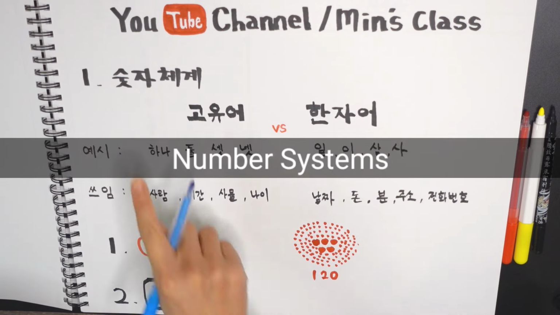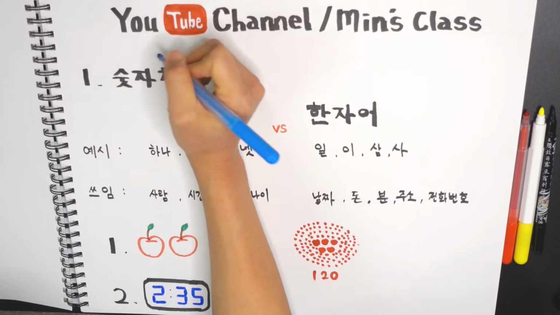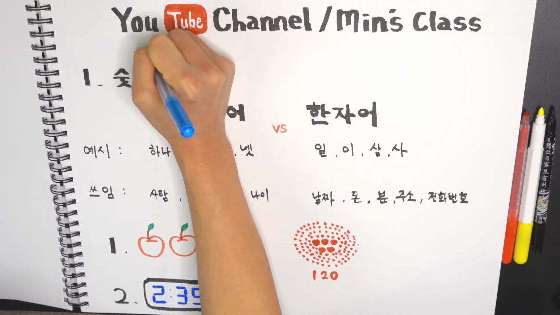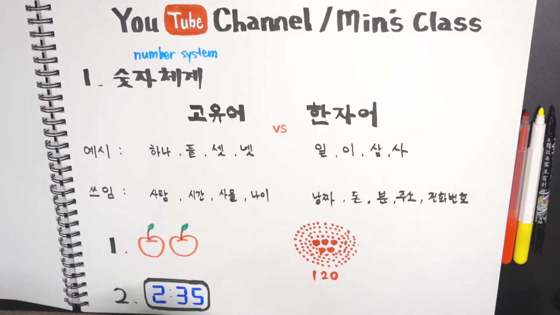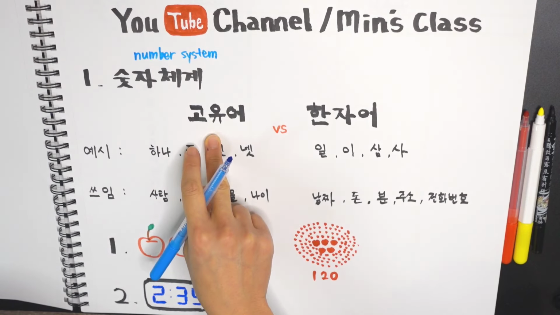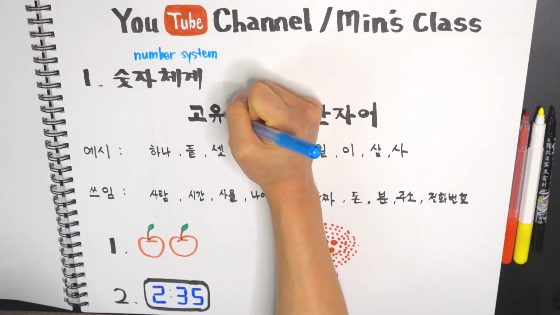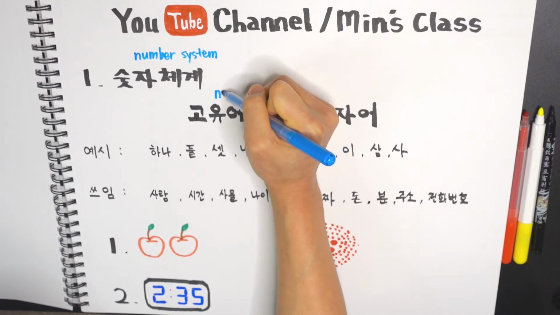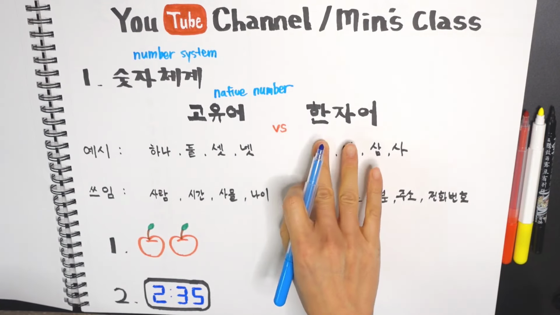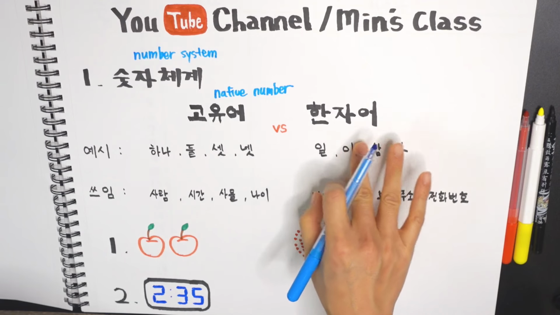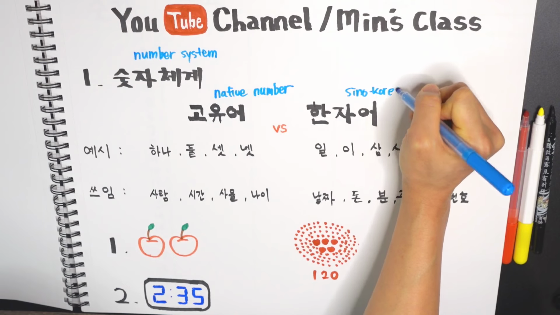Alright, there are two number systems in Korean. 숫자 체계. So 숫자 체계 means number system. And we have native Korean number system. So 고유어, that is native number. And we have 한자어, which is Sino Korean number system.